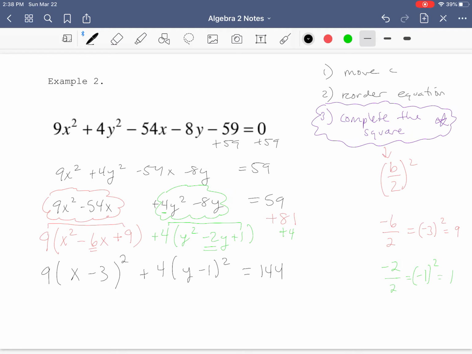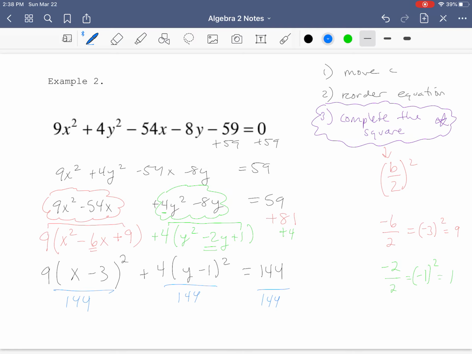So now it's almost done. It's almost in standard form. The last step, like our first example, is to get the equation equal to 1. So I'm going to go ahead and I'm going to divide everything by 144. So divide this by 144, the y's and the x's. And now I'm going to reduce.